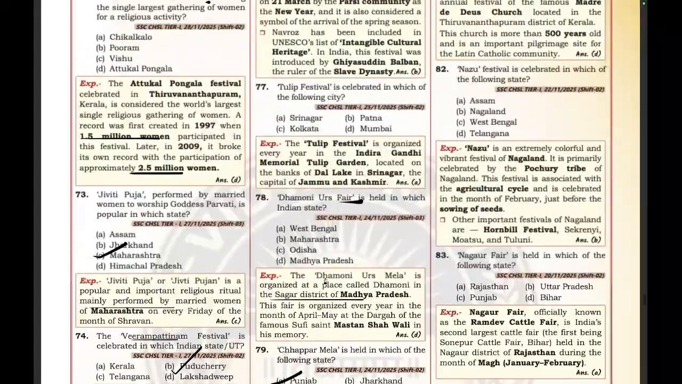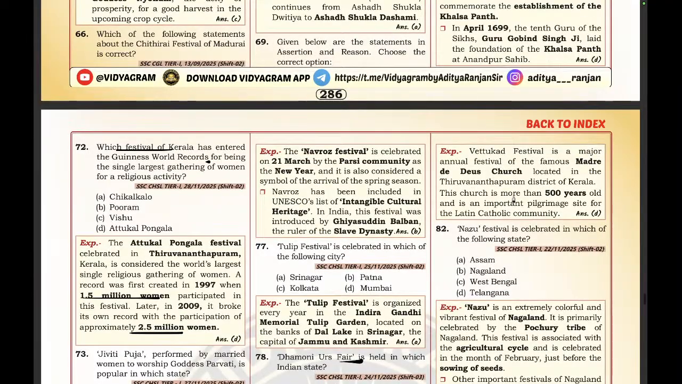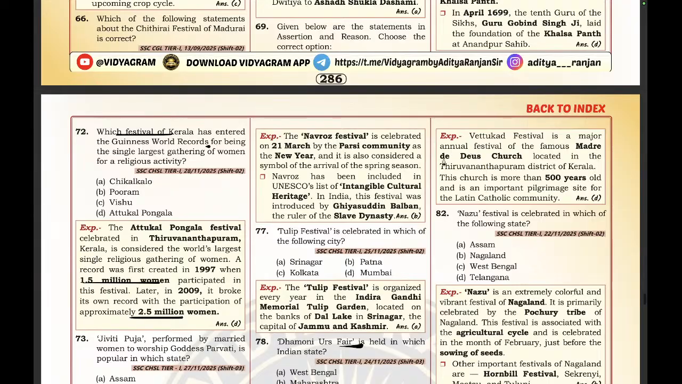Vettukad, I do not know. I do not have any idea. It is related to the church located in the Thiruvananthapuram district. This church is more than 500 years old and it is an important pilgrimage site for the Latin Catholic community.